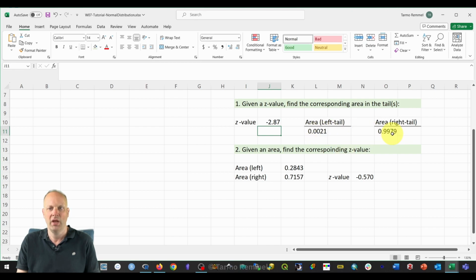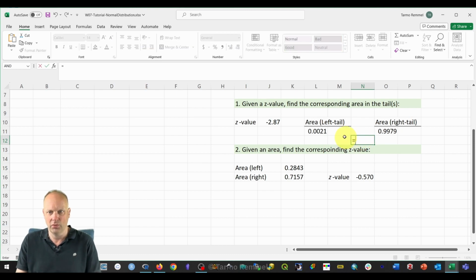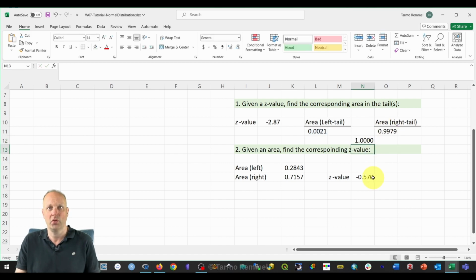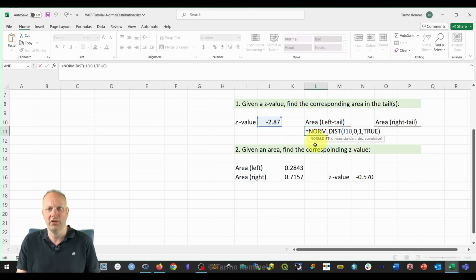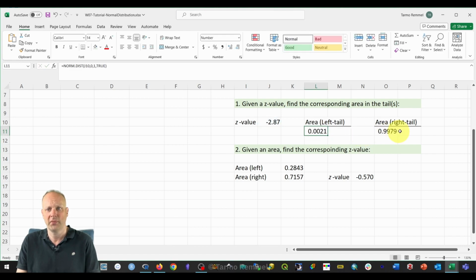If I take these two and I add them together, I should get 1. So let's take a look at that. Equals this plus this, and sure enough, the total area under the curve is maintained at 1. If I look at how these are calculated, we're using norm.dist. We're taking the z value from here. We have a 0 mean and a 1 standard deviation for a standard normal curve. Same thing happening over here, but rather than calculate it all over again, I'm just going to take 1 minus this. It's going to give me the remaining area under the curve.